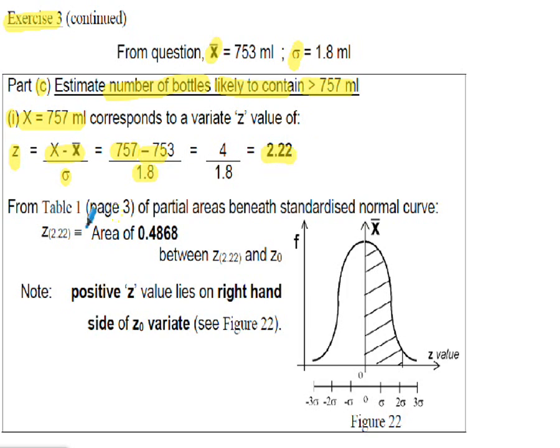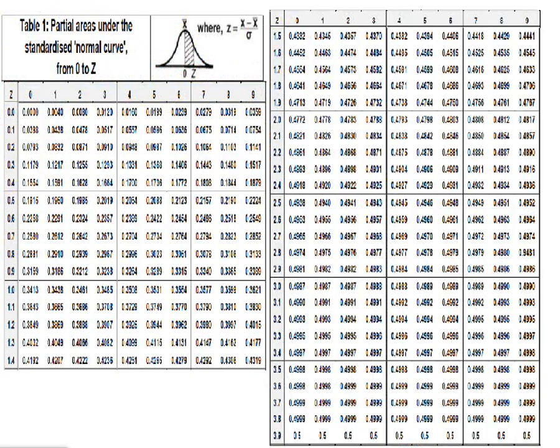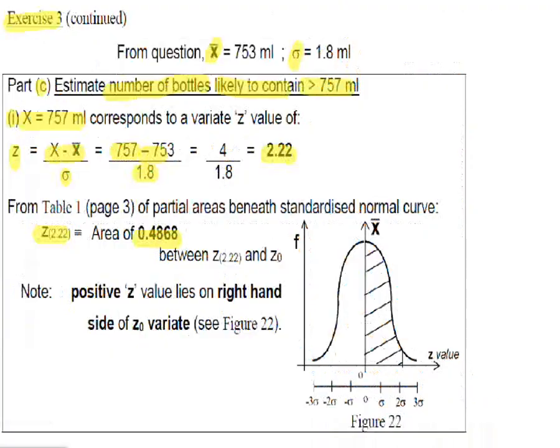From our table of partial areas, for a z value of 2.22, the area is 0.4868. We can check that from our table. For a z value of 2.22, here is 2.2 in our z column, here is 2 in our header column. That gives us an area of 0.4868. So the area we've calculated here is the area between z equal to 0, our x bar position, and the z of 2.22, the shaded area in other words.